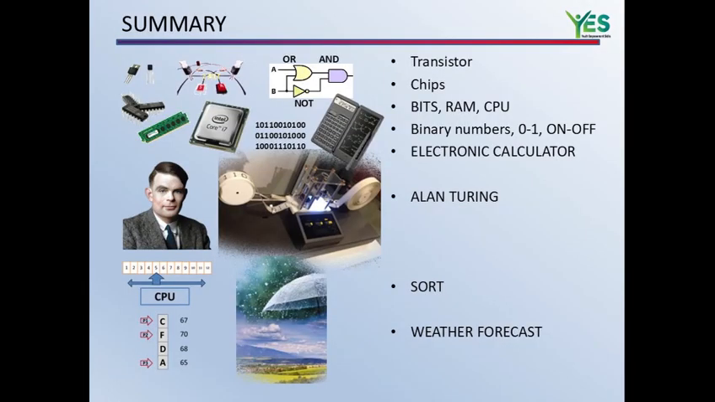Let's summarize the main points we addressed. The transistor, the integrated circuits, the bits, the RAM, the numbers and the binary math, the operation of an electronic calculator. Then we also talked about logic circuits, and, or, not, Alan Turing's machine, and finally the computer. We have seen the program written in assembler.